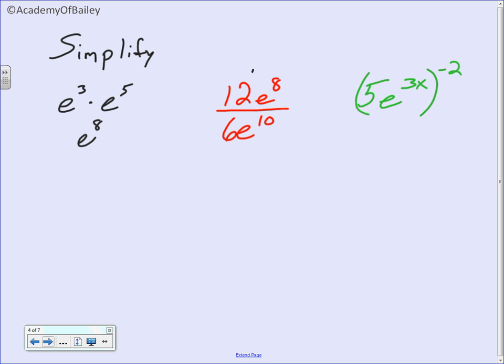And if we see here, 12 divided by 6, of course, is going to be 2. And we have 8 e's on top, and we have 10 of them on bottom. So that means we have 2 more e's on bottom. And so we're going to leave it like that. We could type it into the calculator and get a decimal if we wanted. That's not necessary at the present moment, though.